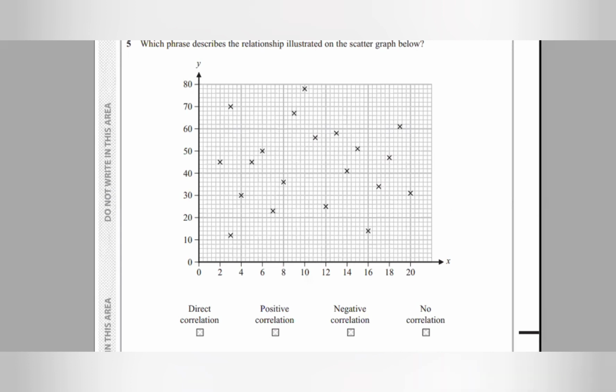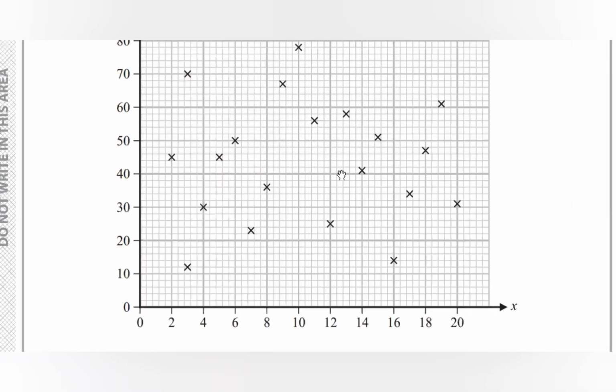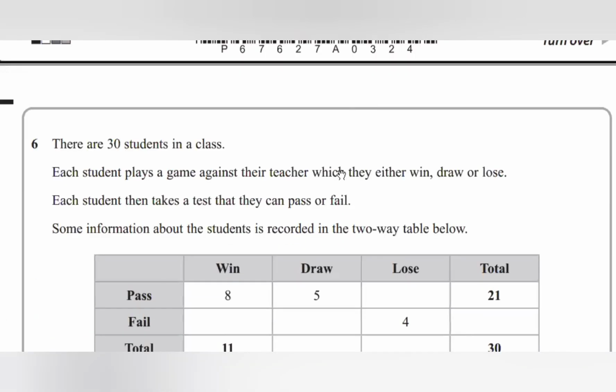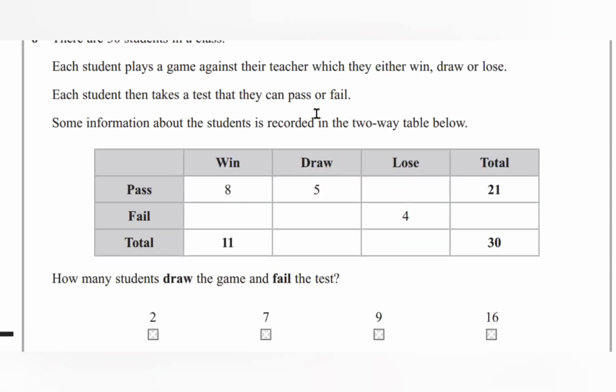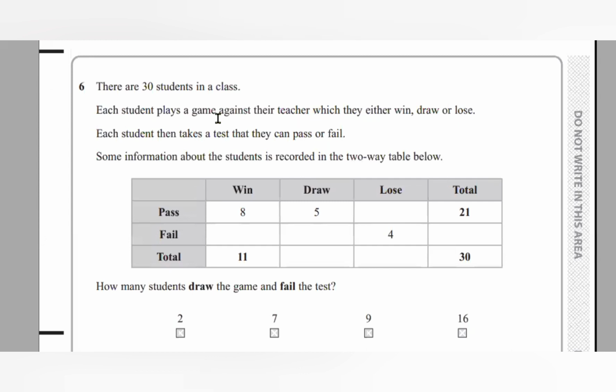Now, let's move on to the next question. Question 6. There are 30 students in a class. Each student plays a game against their teacher, which they either win, draw, or lose. Each student then takes a test that they can pass or fail. Some information about the students is recorded in the two-way table below.